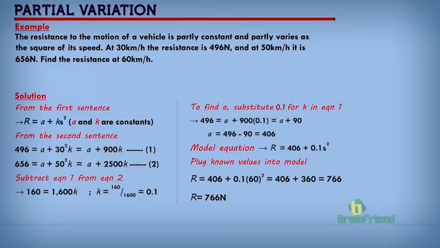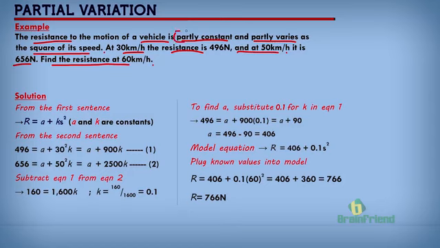Now, another quick example. The resistance to the motion of a vehicle is partly constant and partly varies as the square of its speed. At 30 kilometers per hour, the resistance is 496 newtons, and at 50 kilometers per hour, it is 656 newtons. Find the resistance at 60 kilometers per hour. All right, quickly.